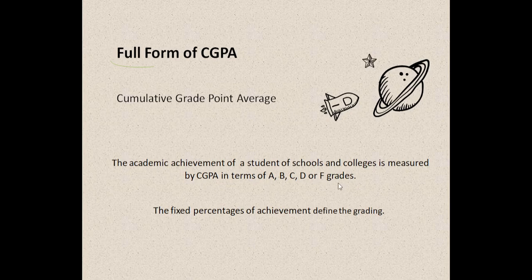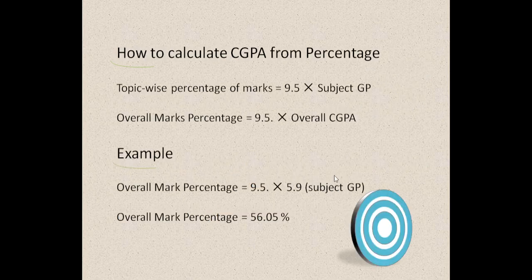Now, how to calculate? Topic wise percentage of marks equals 9.5 into subject GP. Okay, now overall marks percentage equals 9.5 into overall CGPA.